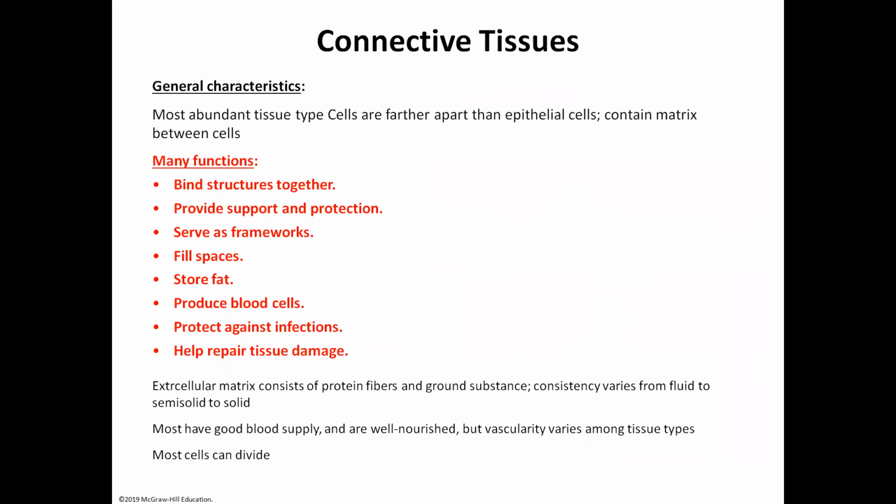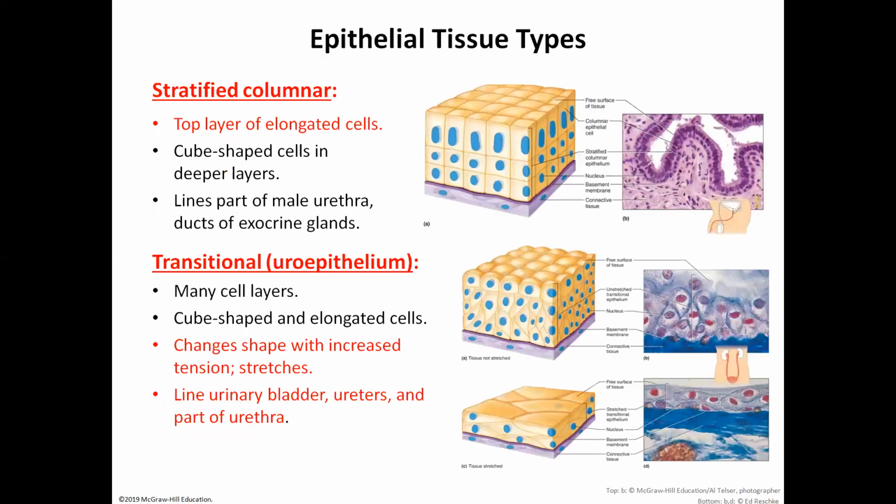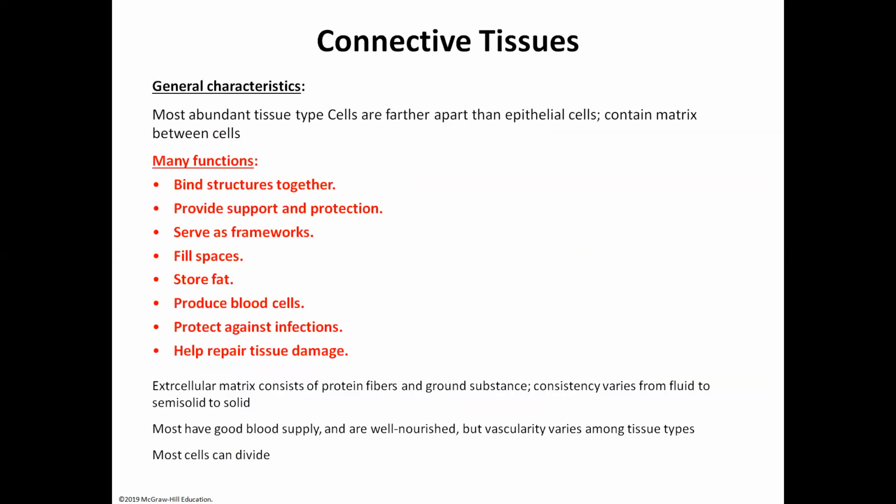All right, moving on to the next major class. We just got through epithelial tissue. Now we're talking about connective tissue. Connective tissue is going to be the most abundant. And when we think about these cells, they're not on top of each other. As we've seen before with our histology slides, epithelial cells are very, very close together. We're not going to see that with our connective tissue.